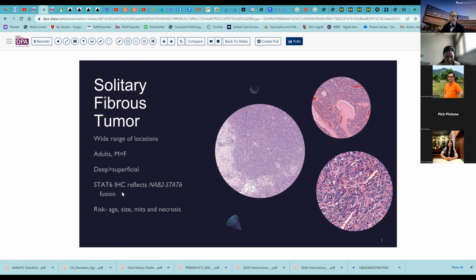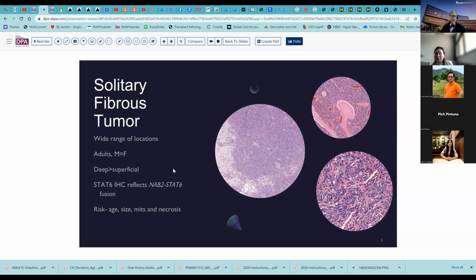But this is very helpful now that we have a very specific immunohistochemistry for STAT6, which reflects the presence of this NAB2-STAT6 fusion gene, which is very specific for solitary fibrous tumor and has helped us to sort of unify this diagnosis. I still remember as a trainee that this was called a fibrous mesothelioma because it was thought that it just occurred in the chest and abdomen, or chest and mediastinum.